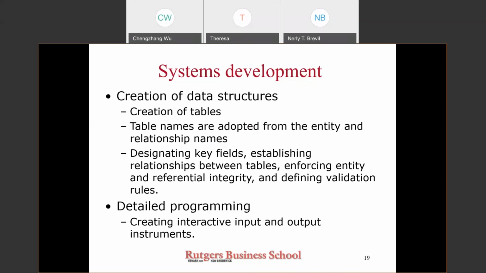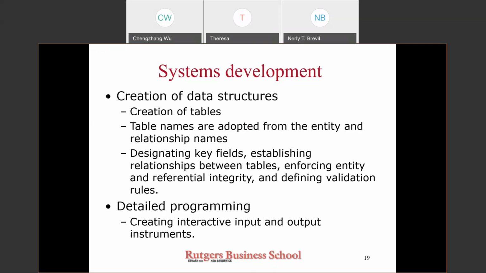Table level controls, which may not be apparent in the ER diagram but may be identified during the system analysis stage, are defined using validation rules. The detailed programming required to implement the design conceived during the system design stage is one of the major tasks undertaken during the system development stage.